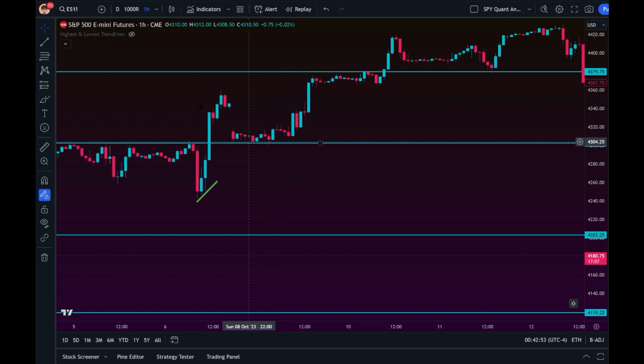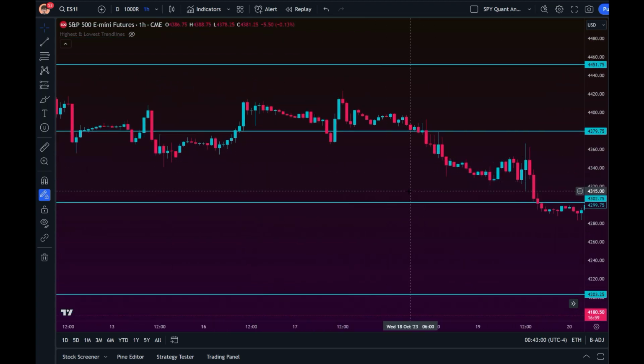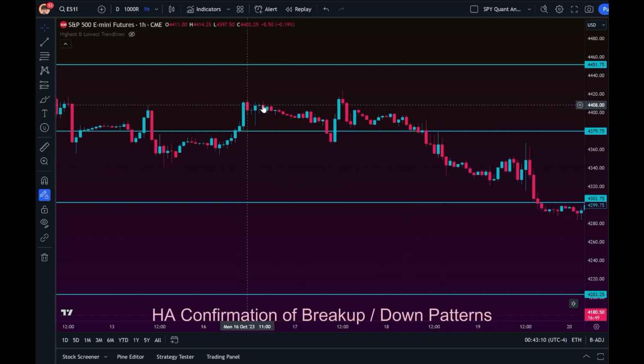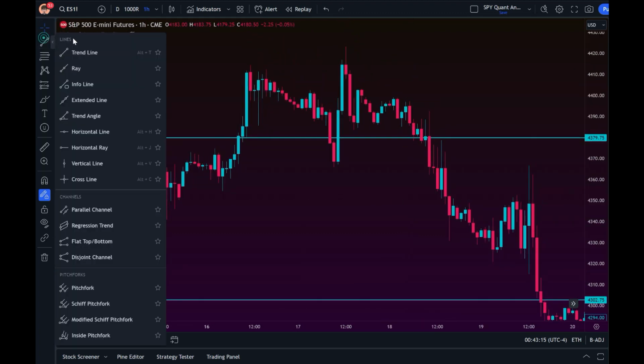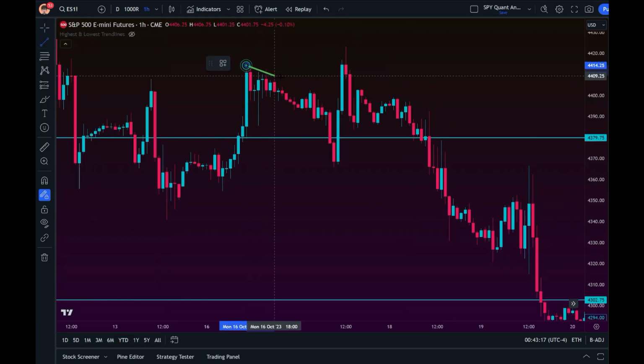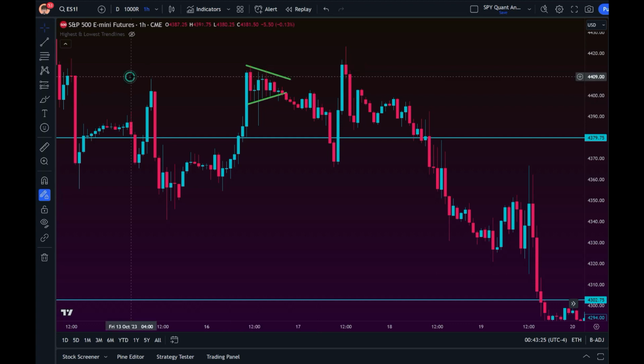So another way we can use Heikin Ashi to determine entries and exits is by actually identifying true bullish and bearish breakout patterns. So if we look right here, this looked like it could have been a bull flag on the 1 hour. So if we drew some trend lines here, this looks like it could have been a nice little bull flag. Well, we can actually check with Heikin Ashi to see if it's likely to break out or break down.